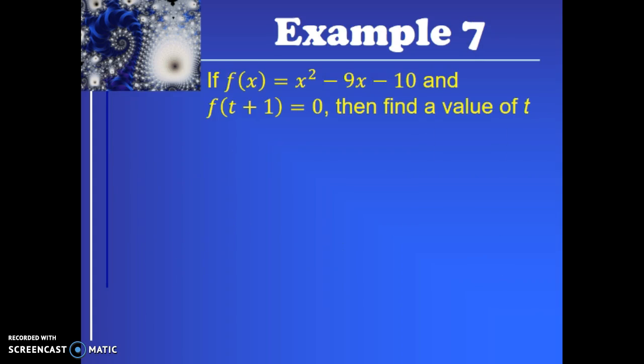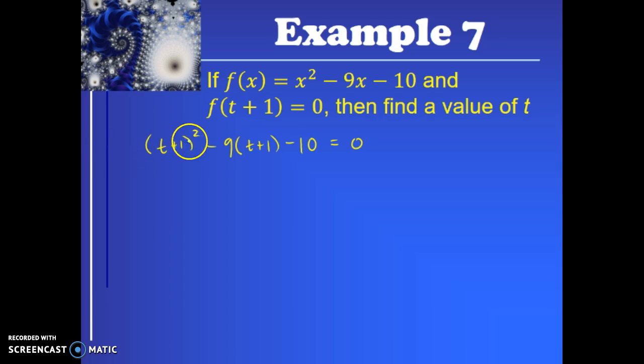This is a really tricky problem by sneaking in an extra letter, t. We know that f of x equals that equation, and we know that f of t plus 1 equals 0. There's two different ways to approach this problem. You can either figure out what f of t plus 1 is, which is t plus 1 squared minus 9 times t plus 1 minus 10, and set that equal to 0, and then solve for t. Another way to solve this problem is to find the x values that make the original problem equal 0, and set those x values equal to t plus 1. It's a much more elegant way of doing the problem, but it's harder to dream up right there on the spot.